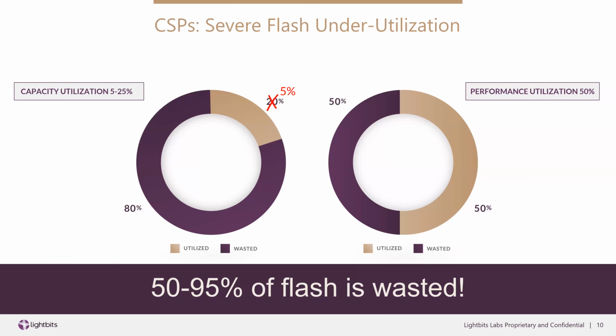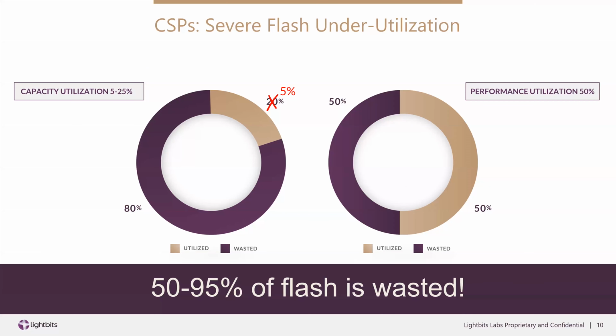And when I said severe underutilization, you can see just kind of the comical correction here. Our normal customers, those doing on-prem cloud, for example, generally are about in the 20% capacity utilization range over their entire fleet. But we found cloud service providers are as low as 5%.